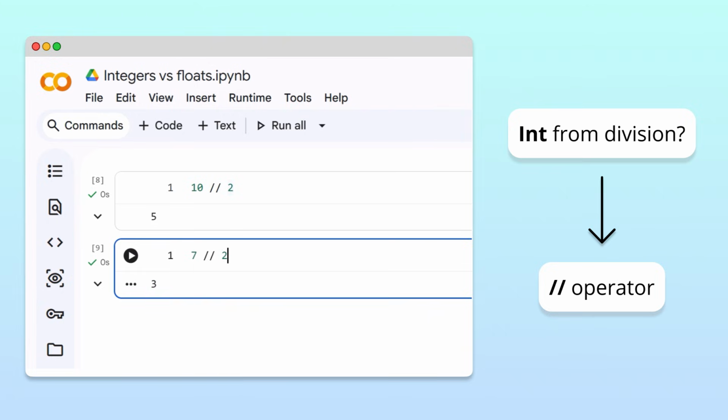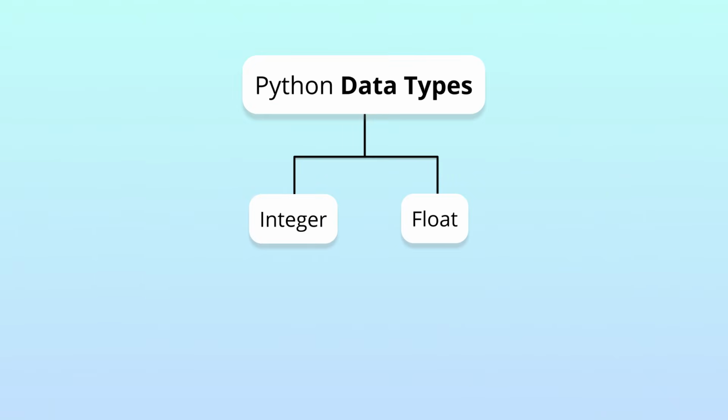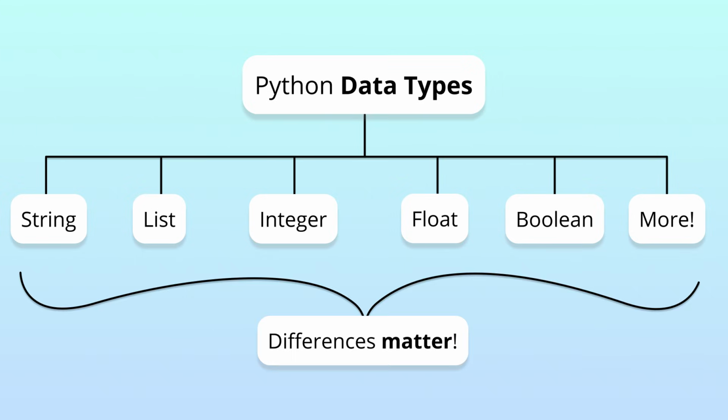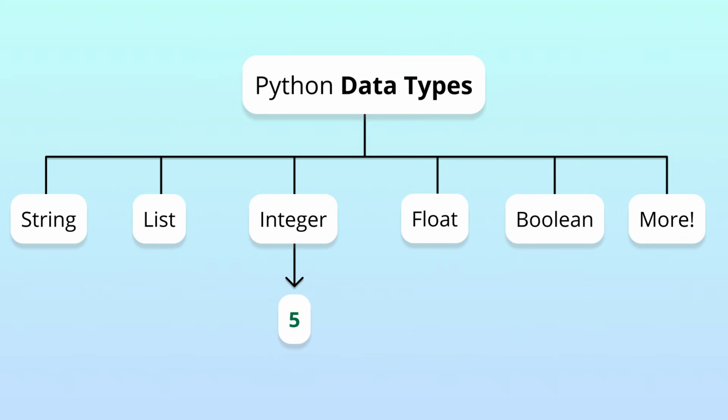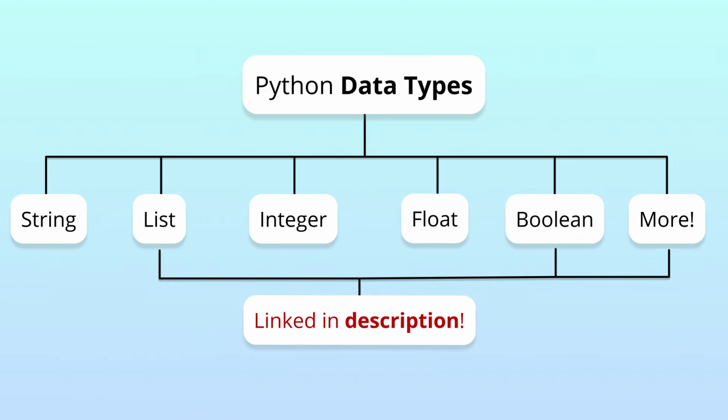Awesome! Zooming out, it's important to understand that integers and floats are two examples of data types in Python. A data type tells Python what kind of information we're working with, and Python has several other data types beyond numbers. The differences between these other data types really do matter. For example, Python treats the integer 5 very differently from the string 5. To learn more about strings and why this distinction matters, check out our video linked in the description. We've also left links to videos discussing other Python data types, so check those out too.